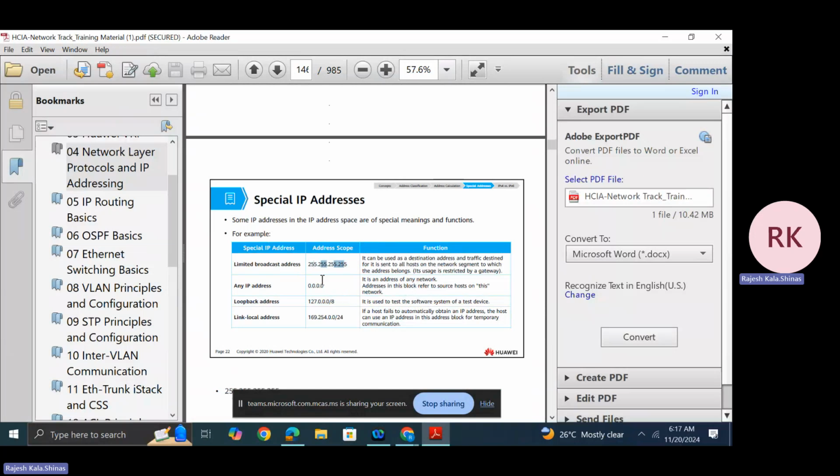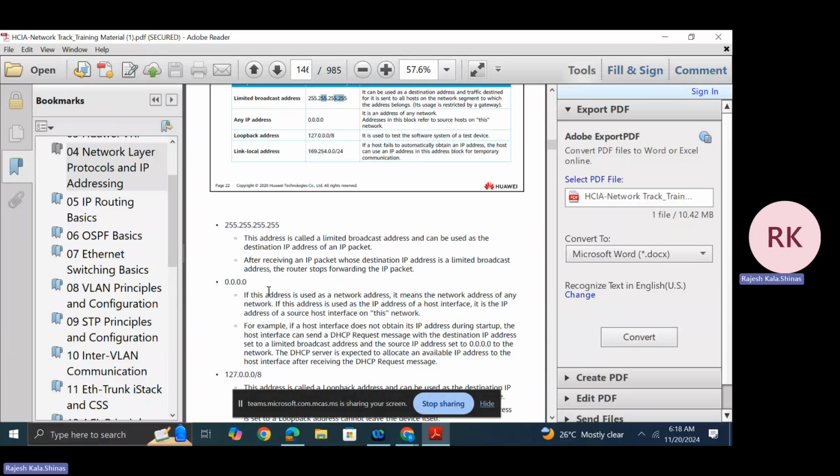Addresses in this block refer to the source host on this network. Example: whenever someone wants to get an IP address from a DHCP server, they don't have an IP address yet. So what they can do is make the source address 0.0.0.0 and send the DHCP request. The DHCP server will reply to this address and give the IP address for usage. This is 0.0.0.0, any IP address.